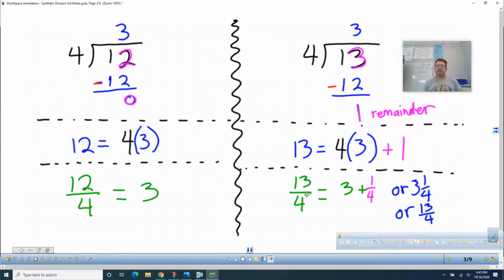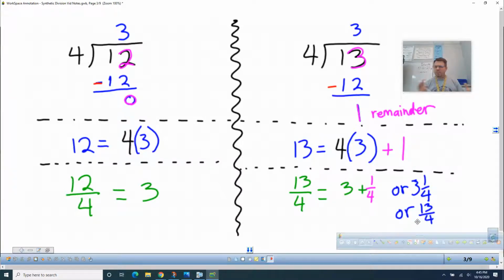So 13 over 4, so the dividend over the divisor is equal to the quotient plus the remainder over the divisor. Okay? The remainder over divisor. So 3 plus 1/4. Isn't that the same thing as just 3 1/4? And 3 times 4 plus 1, that'd be 13 over 4. So they are equal. Okay?